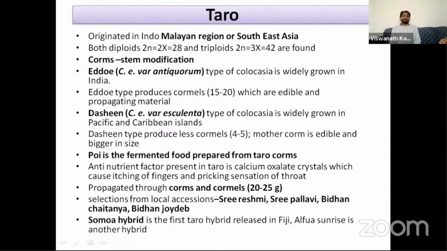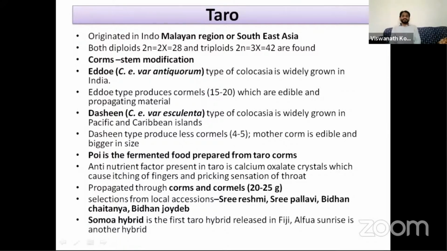This is very important. There are two botanical varieties of taro. One is the Eddoe type and the other is the Dasheen type. Eddoe type is Colocasia esculenta variety antiquorum. The Dasheen type is Colocasia esculenta variety esculenta. The Eddoe type produces cormels, so there is no mother corm. It produces the cormels, the daughter corms, we can say. 15 to 20 cormels are produced in the Eddoe type. There is no big mother corm. Small cormels, 15 to 20, are produced in the Eddoe type.